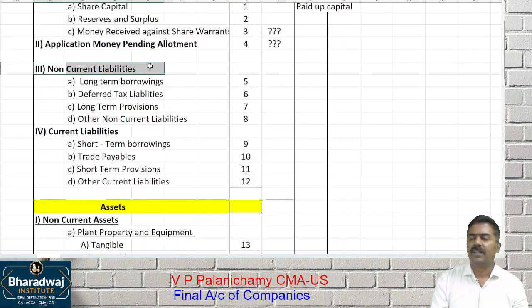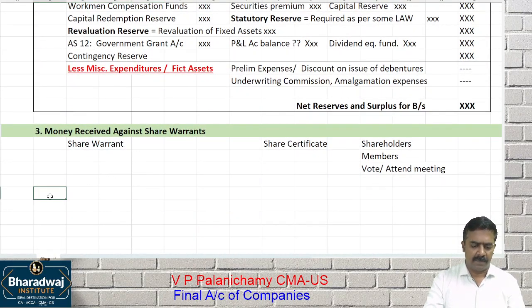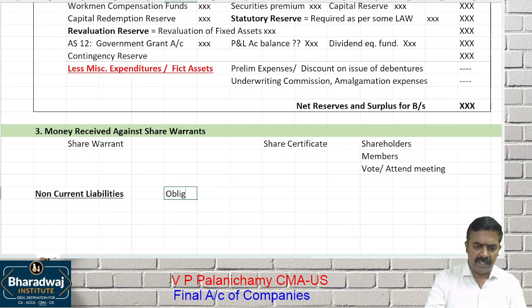What is the next one? Non-current liability. What do you mean by non-current liability? What will come under non-current liability? Simple. Obligations that will arise after 1 year. After 1 year.